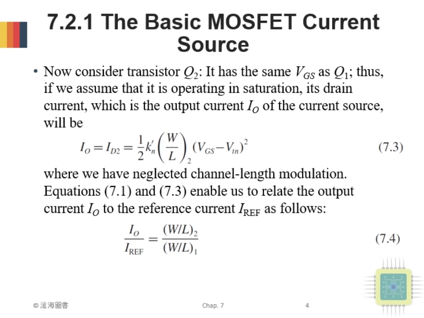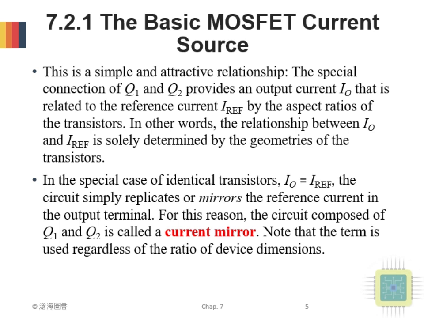Now consider transistor Q2. It has the same VGS as Q1. Thus, if we assume that it is operating in saturation, its drain current, which is the output current IO of the current source, will be this equation, where we have neglected channel length modulation. Equations 7.1 and 7.3 enable us to relate the output current IO to the reference current IREF as the following equation. This is a simple and attractive relationship.